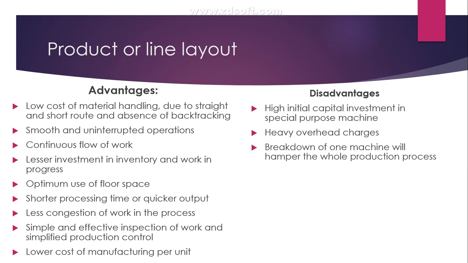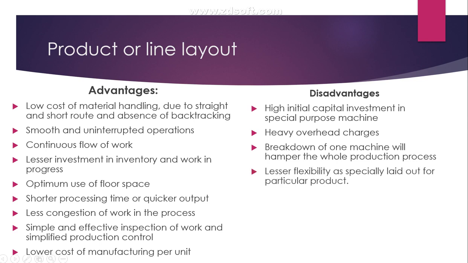As the product or assembly line layout is sequentially designed, the sequence of operations has been predetermined. So if we see one machine failure, it affects the processes of the other machines as well, as it is a sequential layout with a predetermined order of production. So if one machine fails or breaks down, it has a direct impact on the whole production process.